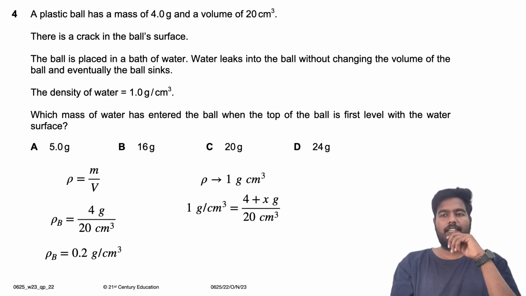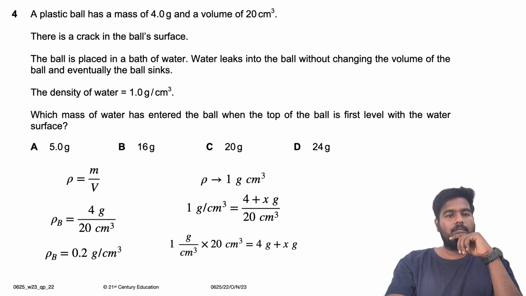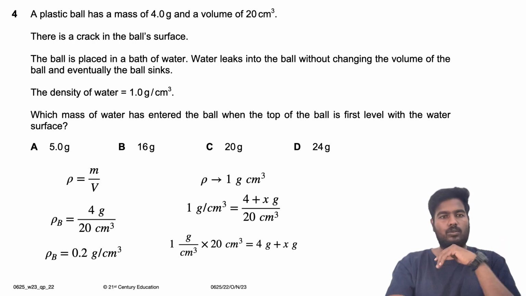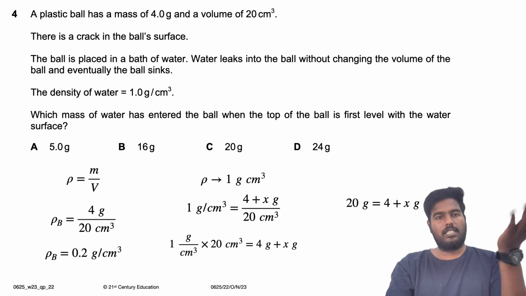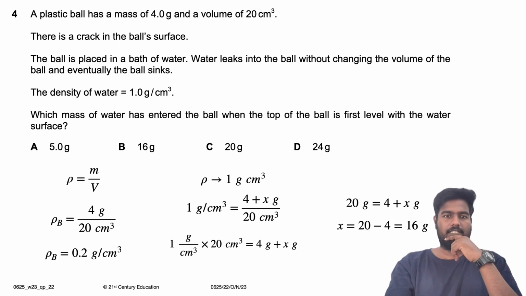So maybe we can rewrite this equation for x. First I am moving the denominator, 20 centimeter cube, to that side: 1 gram per centimeter cube times 20 centimeter cube. The centimeter cube units cancel out. So I get 20 gram is equal to 4 gram plus x gram. I can rewrite this for x gram: 20 minus 4, which is 16 gram. We have that in the options. Yes, option B is the right answer. Nice question.